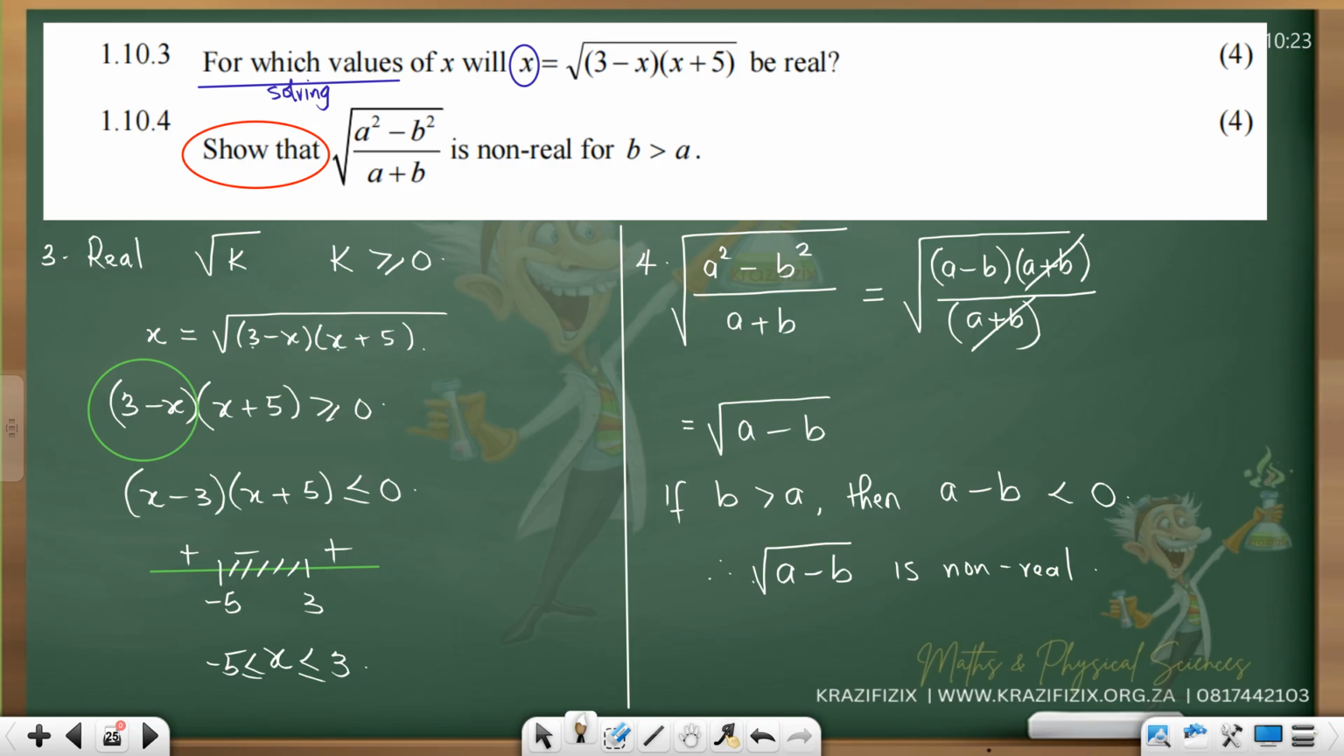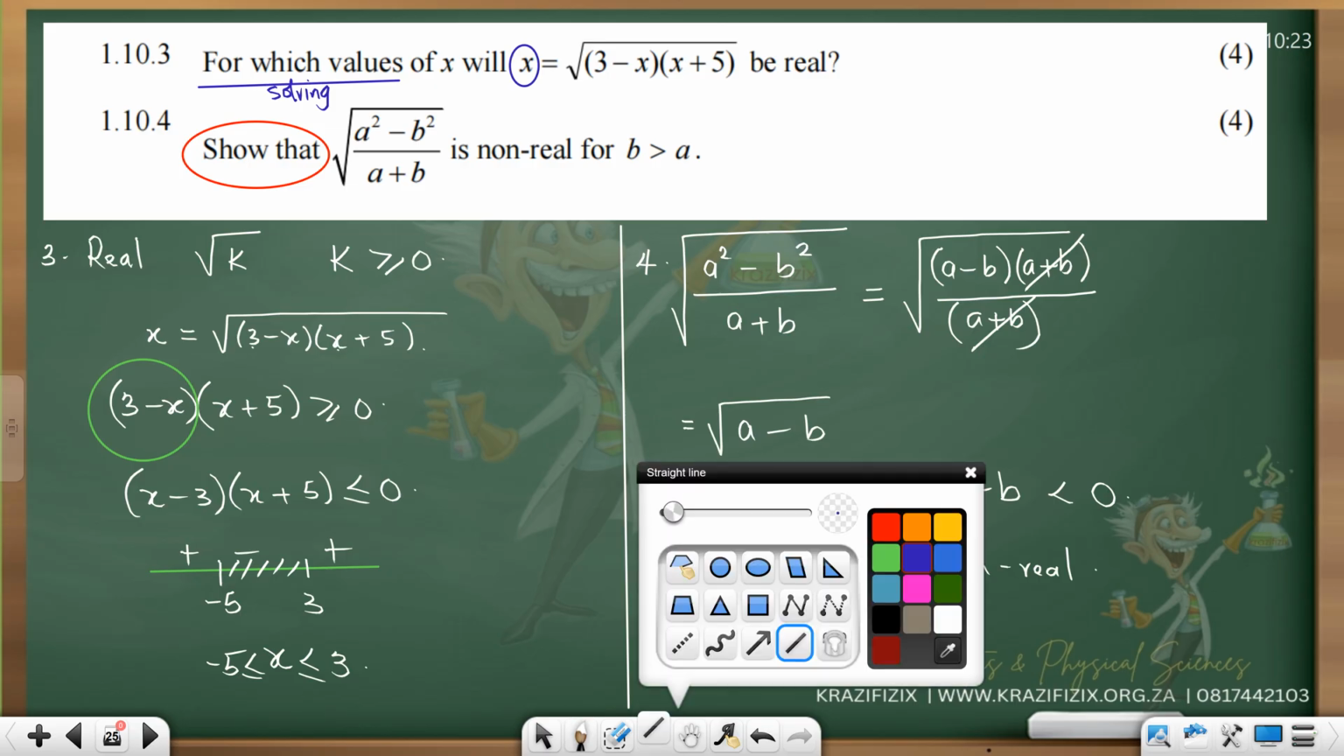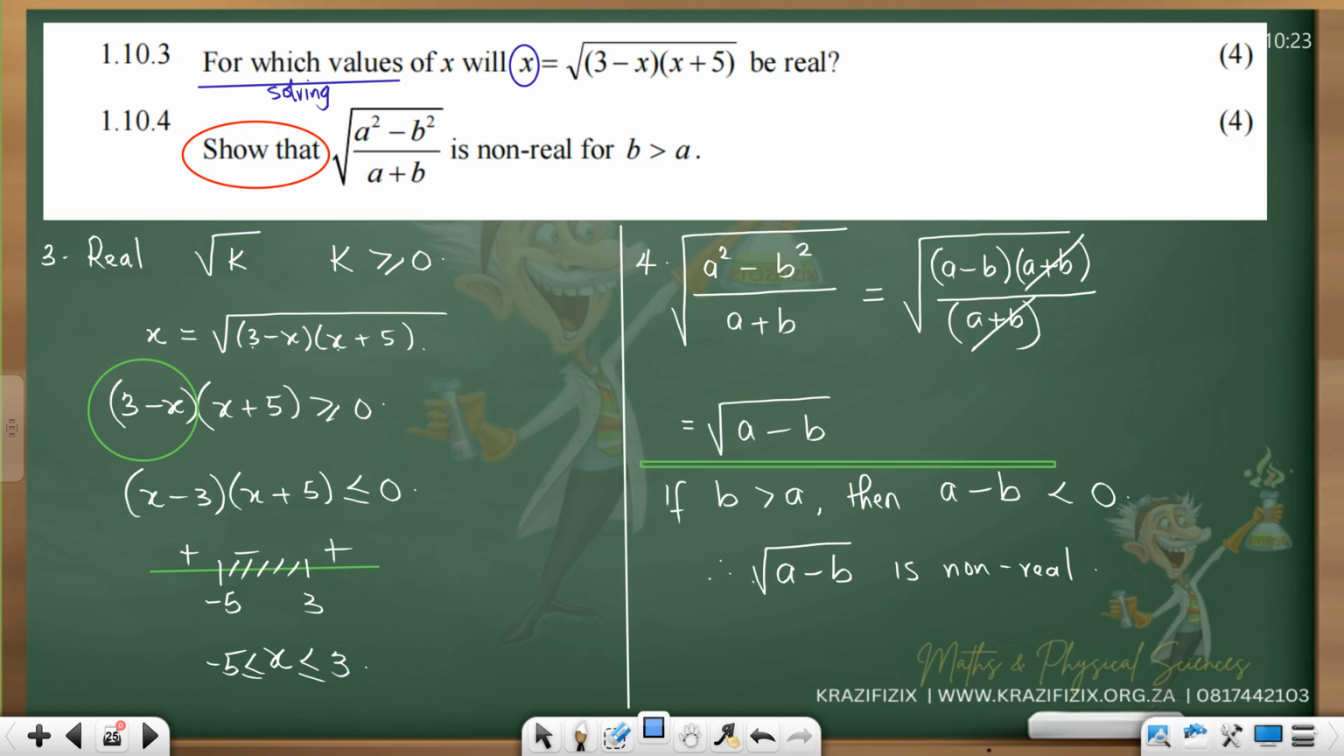So the answer is actually here. If b is greater than a, then a minus b would be negative. Therefore, the square root of a negative value is non-real. You see, they ask us to show. They know it's non-real already. You need to show. Are we on the same page?